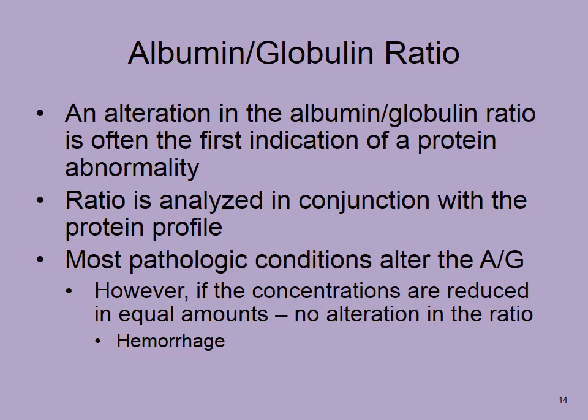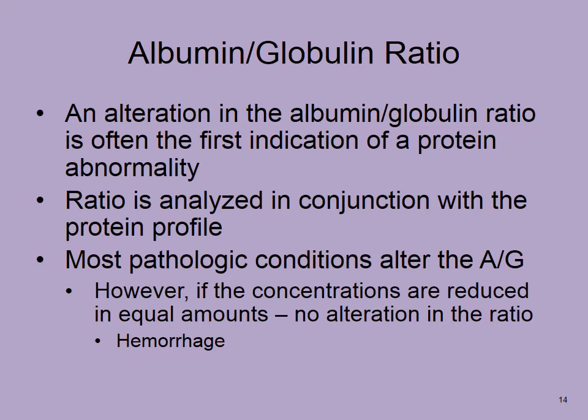We actually analyze that ratio in conjunction with the protein profile. And a lot of the pathologic conditions alter the ratio of albumin to globulin. If the concentrations are reduced in equal amounts, there'll be no alteration in the ratio. The most common cause of that would be hemorrhage, because you're losing both types of protein equally. Whereas through the kidneys, you may be losing albumin, not globulin.